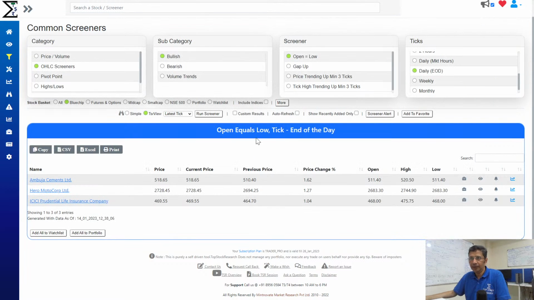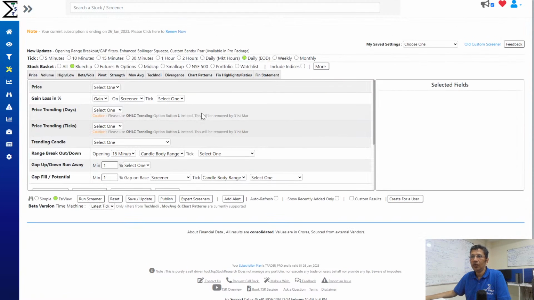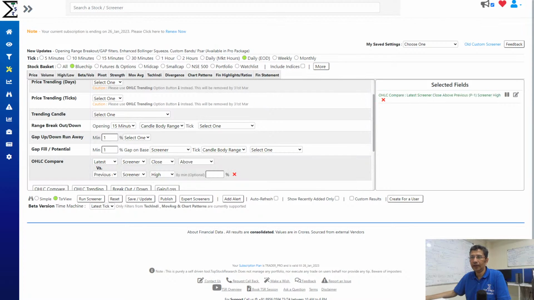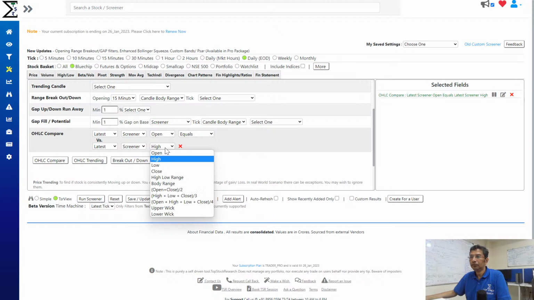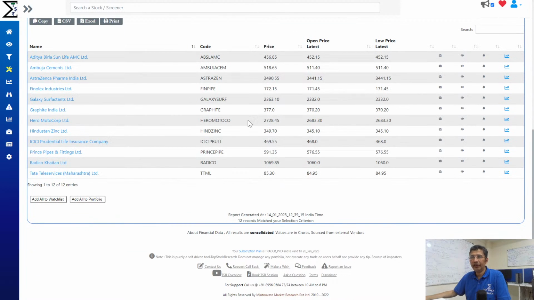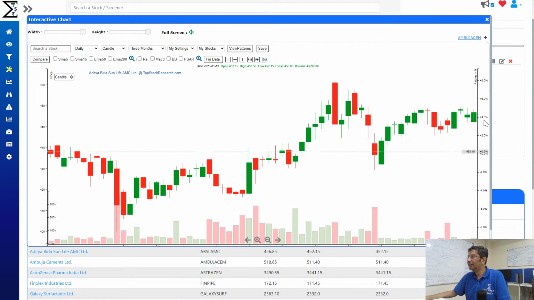Similarly, the equivalent of that is the DIY screener. DIY is do-it-yourself screener, where you can perform these activities using OHLC compare, where latest screener open equals to latest screener low. This will help you find all the stocks where the open is equal to low. So look at this one, you'll find a similar set of stocks where the open is equal to low. And then obviously you can mix and match other things.